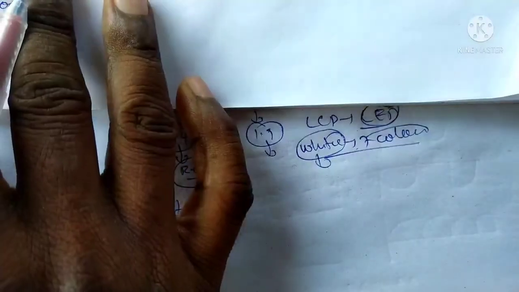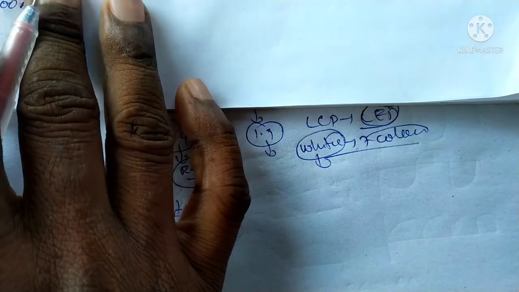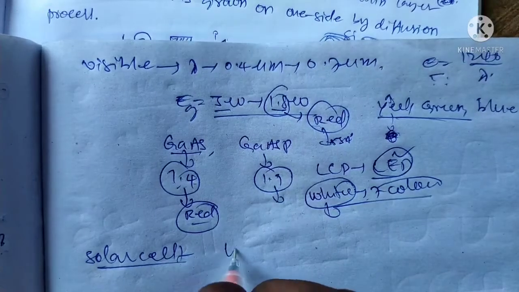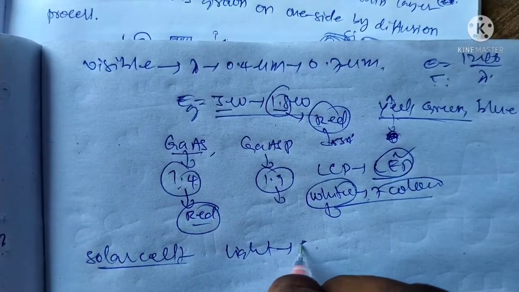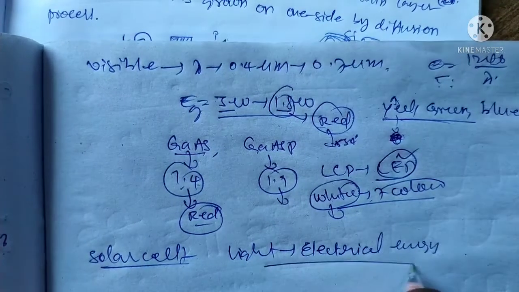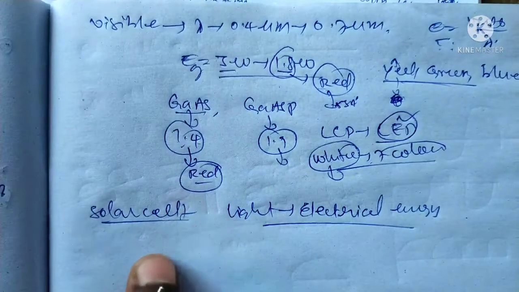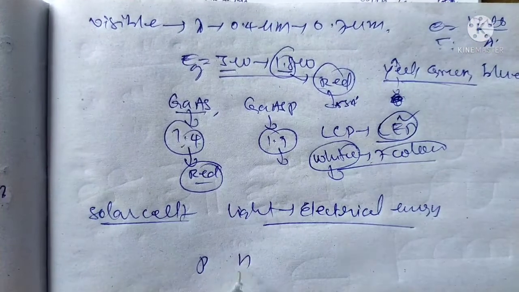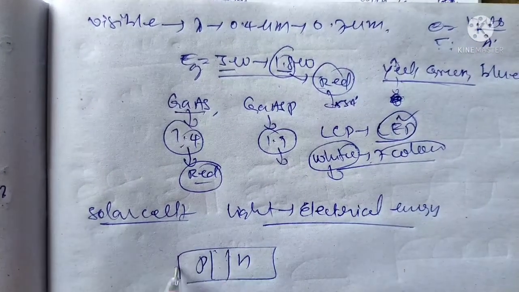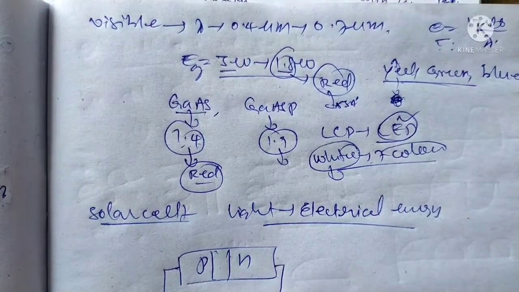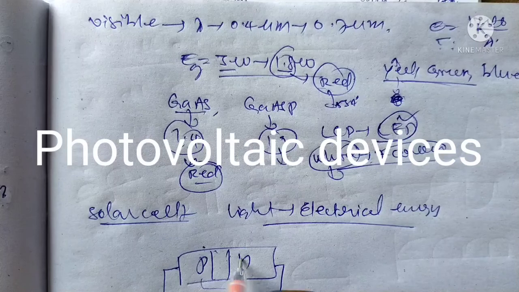A solar cell is a photovoltaic cell, based on the photovoltaic effect. The photovoltaic effect is nothing but light energy converted into electrical energy. The solar cell also depends upon the working principle of a PN junction diode in forward bias. In forward bias, the P terminal is connected to the positive terminal of the battery and the N type to the negative terminal. There is a depletion layer region.